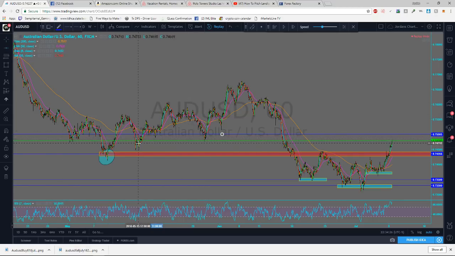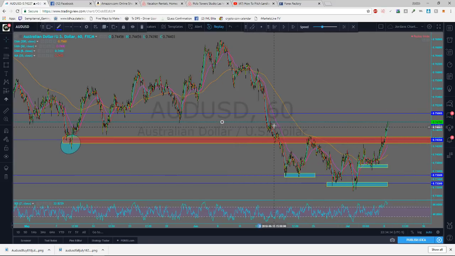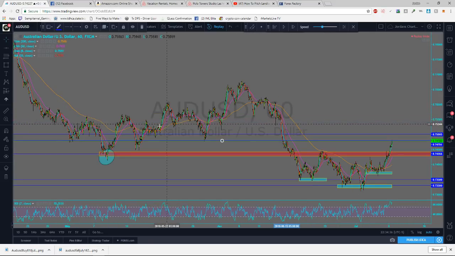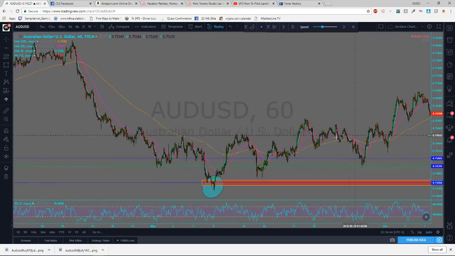Maybe off of this wick that it's at right now, and you notice where the price is off of this wick right here, this wick right here. It's in like the equilibrium of here. It's wicked off here, wicked right here in these two areas. I'll zoom in so you can see it.